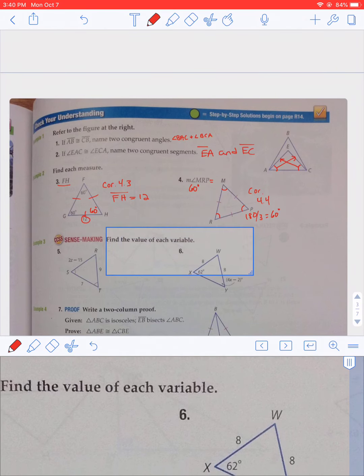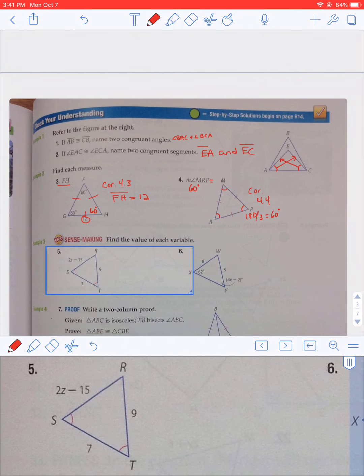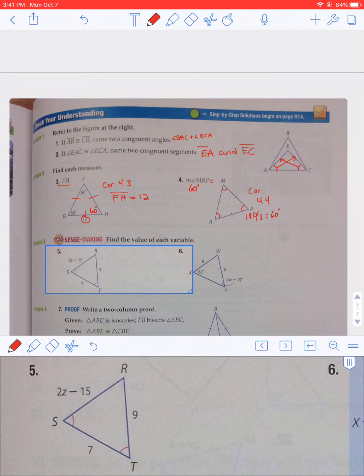Okay, let's move on to 5. 5, the directions say find the value of each variable. So in number 5, we have a z that we need to find. And from this, we kind of have an equilateral triangle that's kind of tilted on its side a little bit. This is our base. These are our base angles. And how I know that is because they're the ones side by side, and they're congruent.